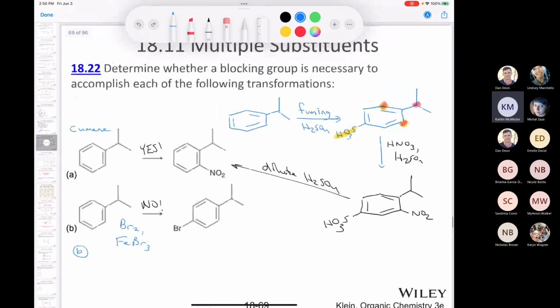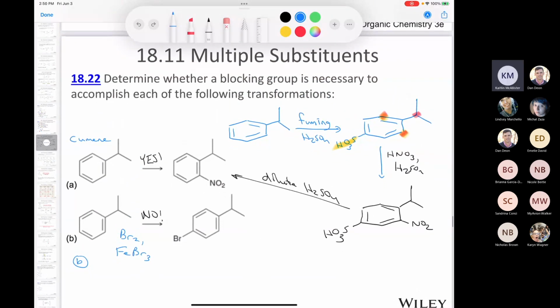Yeah, go ahead. A question about that. So what if you wanted it to go to the meta position? Could you block both ortho positions and the para position? There's no way that I can think of, based on what we've looked at, to start with cumene and get the bromine in the meta position, because neither of these are meta directors, and so you'd have to do it through some other way.